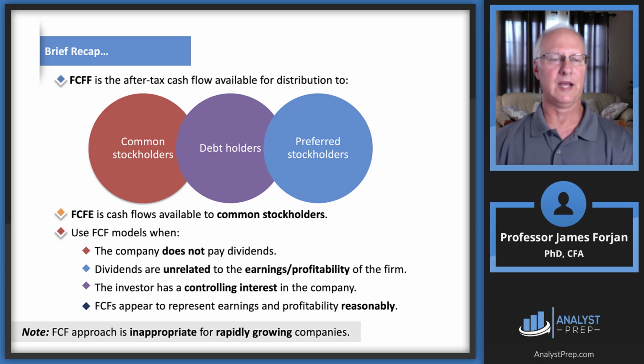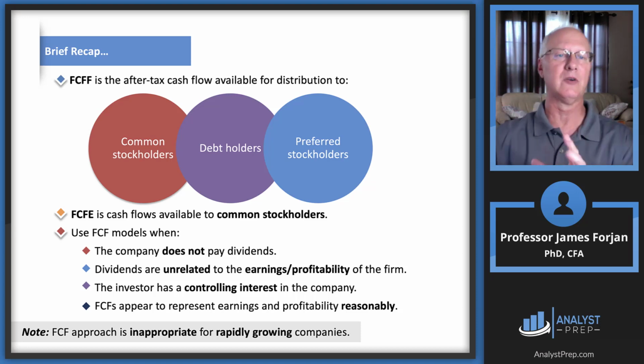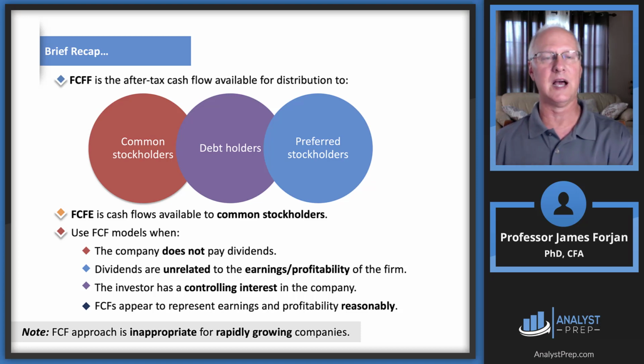All right, so look at the second diamond point. Free cash flow to equity is the cash flows available just to common stockholders. We're looking at that burnt red circle over there. And that's the big difference. Free cash flow to the firm is the entire right-hand side of the balance sheet. Free cash flow to equity is the entire bottom right-hand side of the balance sheet.